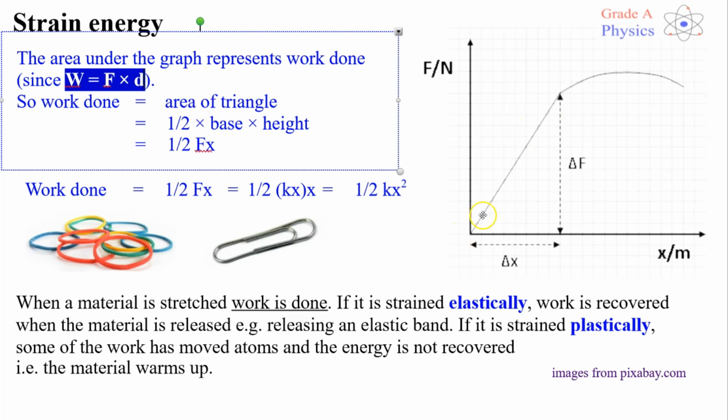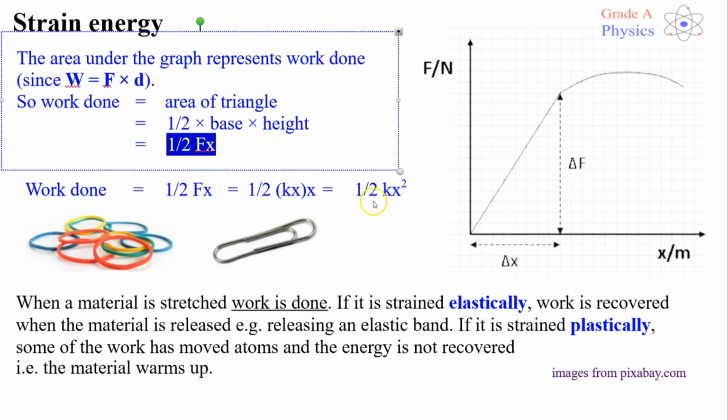So if I'm trying to find the work done of this section here, the elastic section, it's not a rectangle, it's a triangle. So it's half times base times height. So we end up with this formula, half Fx. So be careful, it's very similar to F times D, but we divide by 2 because it's a triangle. So that's our general formula of strain energy or work done.